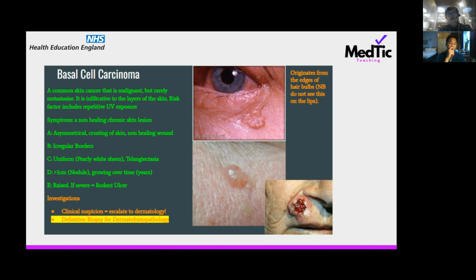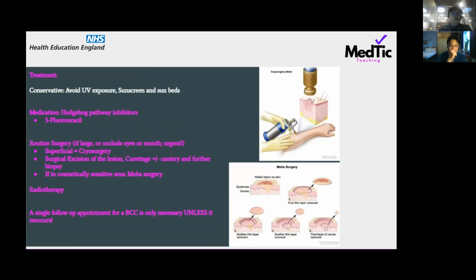Ultimately, despite what it is, if it does look suspicious like this, you're going to have to biopsy it in the end. And we can go to the next slide. When they biopsy it, they have a whole plethora of treatments, from medical treatments to try to inhibit the pathways that allow skin cells to multiply, classically 5-fluorouracil. You can do cryosurgery or curettage and cautery as well. Or if it's quite severe, you can do Mohs surgery, which is removing it layer by layer until the whole lesion is removed from the core.